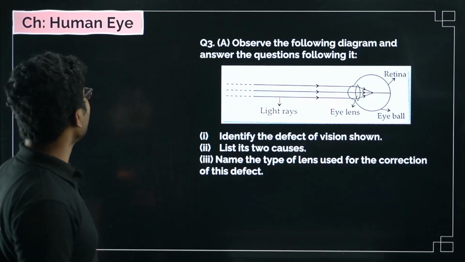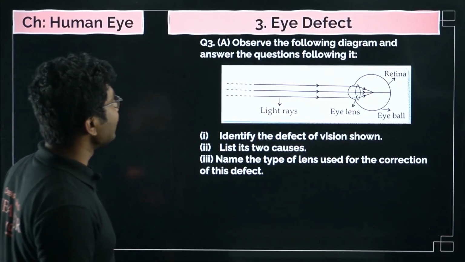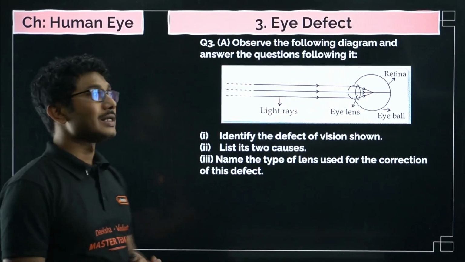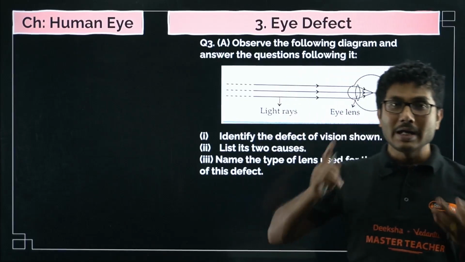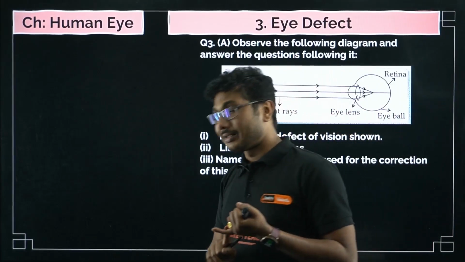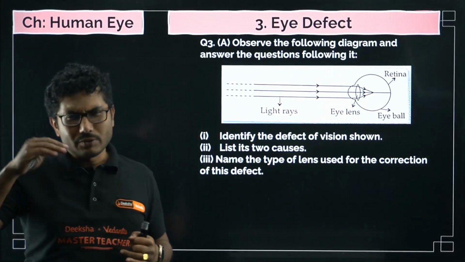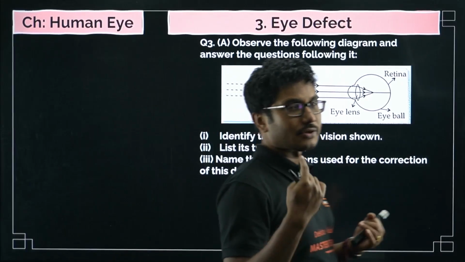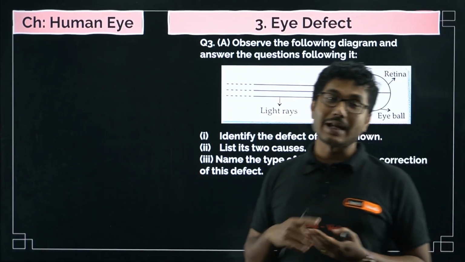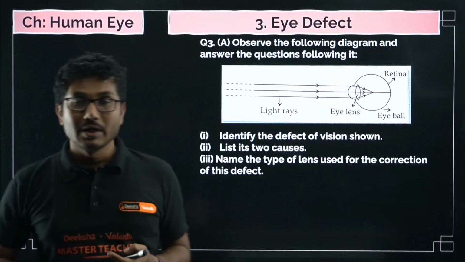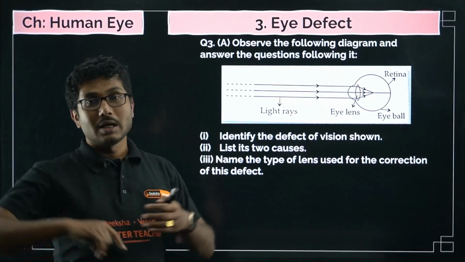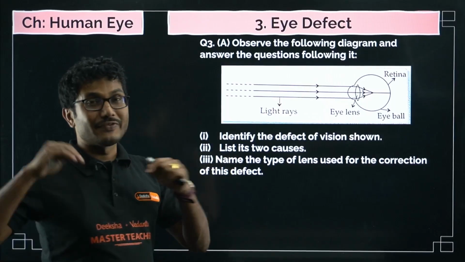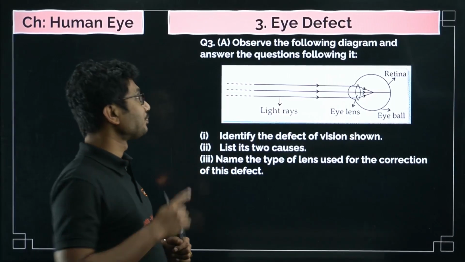Now next move on to the human eye, and the concept here is eye defect. So third concept is eye defect. Based on eye defect, at least one question will definitely come. It can be a 3 mark. In some cases I have seen 5 mark questions also come, with an OR option, or it can be a 4 mark case based question as well. Okay, a lot of good quiz based questions can come from this concept. So eye defect is a very important concept.